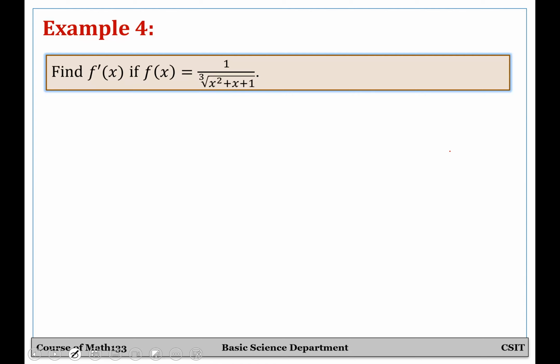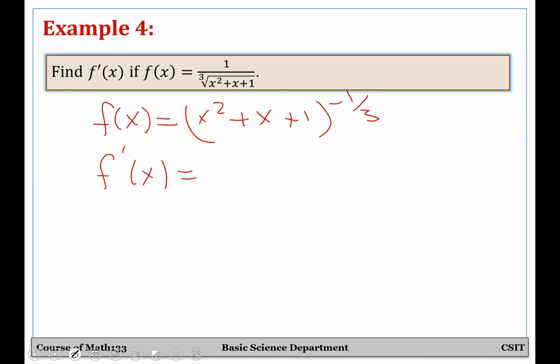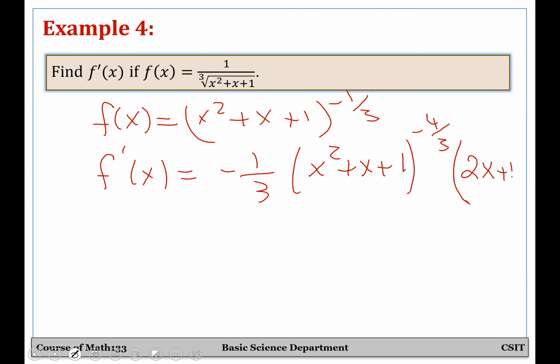Look at this example. It's also a function powered by a number. So again here, I will transform the function first. I will write it x squared plus x plus 1 power minus 1 over 3. This form will allow me to apply the power rule in the chain rule. So f prime of x will be equal to minus 1 over 3, x squared plus x plus 1, minus 1 over 3 minus 1, that's minus 4 over 3, times the derivative of what is inside, which is 2x plus 1. And you can leave the result like that.